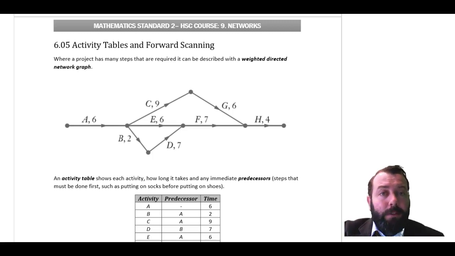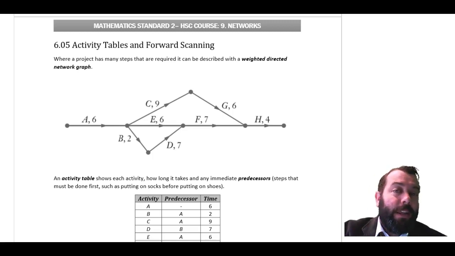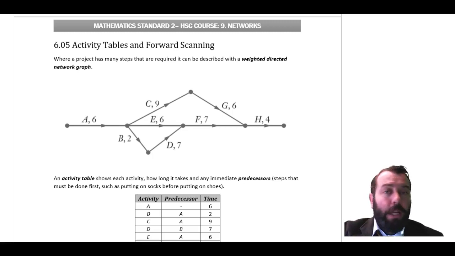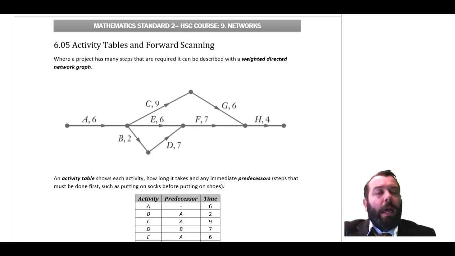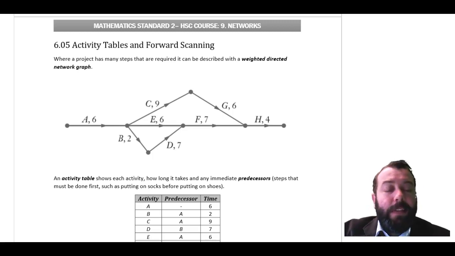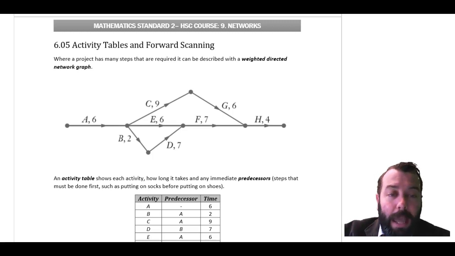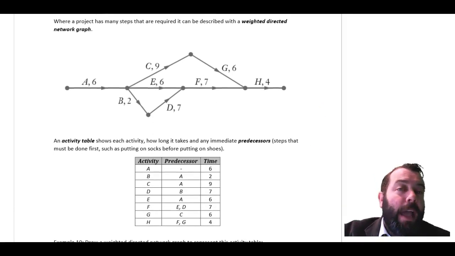Some activities can't be done until a different activity has been completed. For example, when I get dressed in the morning, I can't put my shoes on until I have already put my socks on. But I could, for example, brush my hair before or after. It wouldn't make any difference. But I can't put my shoes on until I've put my socks on. What we are looking at in these activity tables is what activities have to be done before I can do this one. And that's what I'm going to call a predecessor.